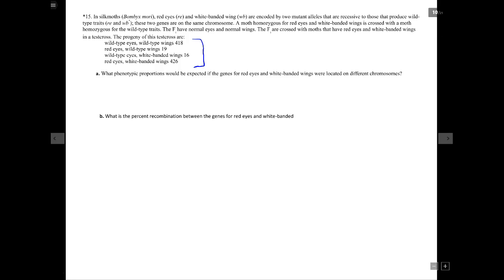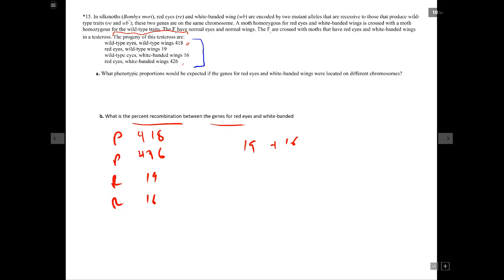What you can see is that you got 418 here, 426 there. They kind of go together. 19 and 16 go together. Now, if this is a test cross, and my goodness, look at that, it says it right there. It's a test cross, and these are the progeny. You know exactly what's going on.